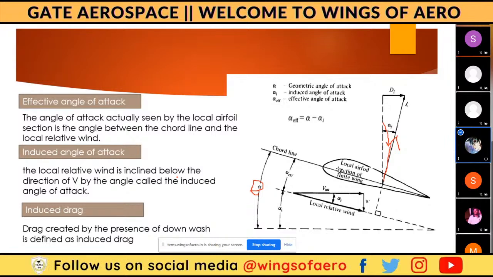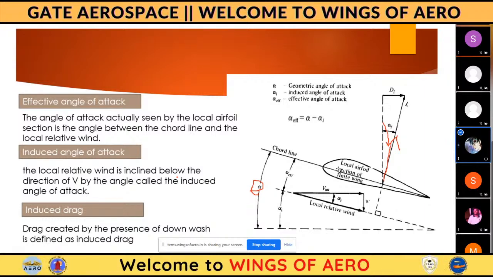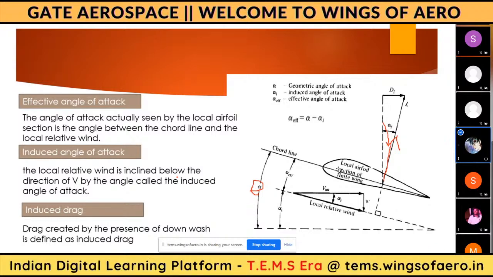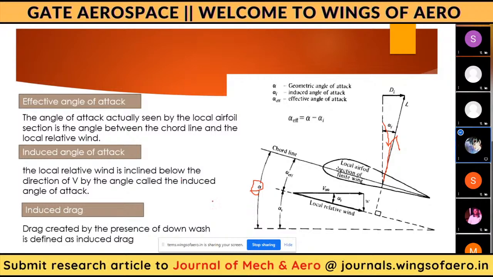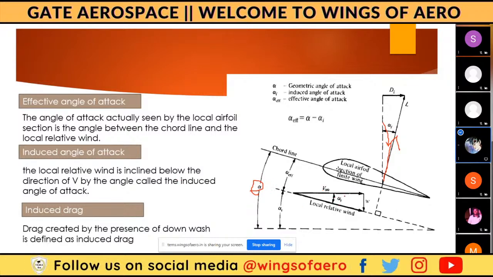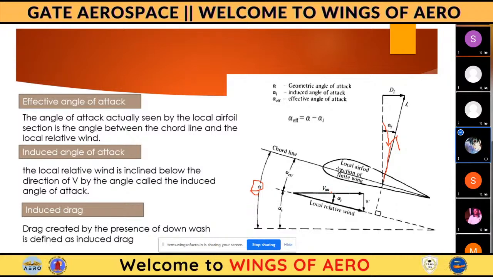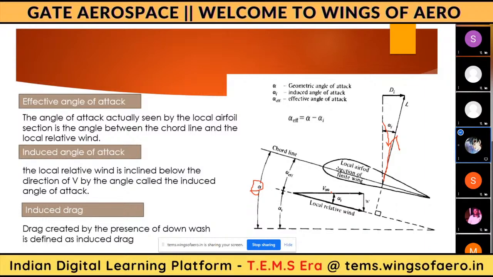So the effective angle of attack is the angle between the local aerofoil and the relative wind. The induced angle of attack is the angle of the local wind that hits the aerofoil. If the local wind angle is 0, that means it is straight, so there won't be any induced angle of attack. Did you understand?